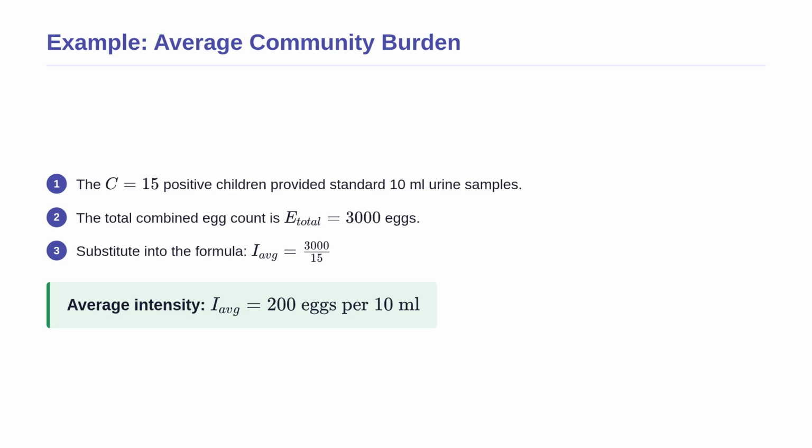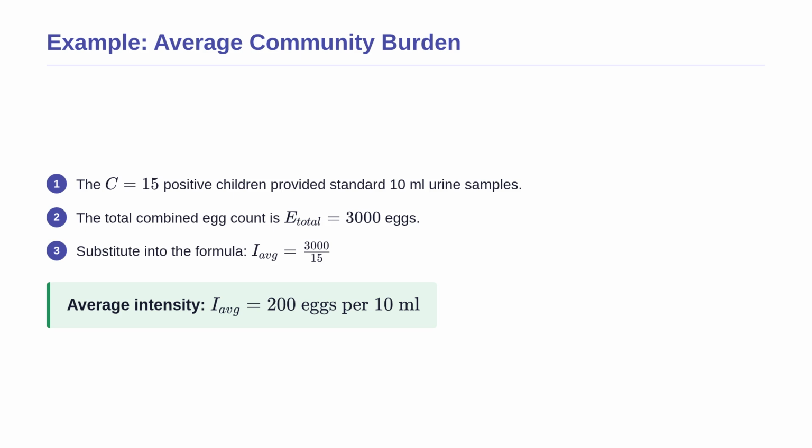Let us finish our evaluation of this village by calculating the average burden. We already know there are 15 positive children, and each provided the standard 10 milliliter urine sample. The lab reports that the total combined egg count across all 15 children is a staggering 3,000 eggs. We substitute these values into our formula, dividing the 3,000 total eggs by the 15 infected children.